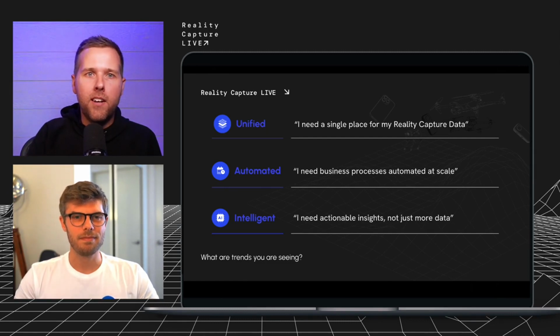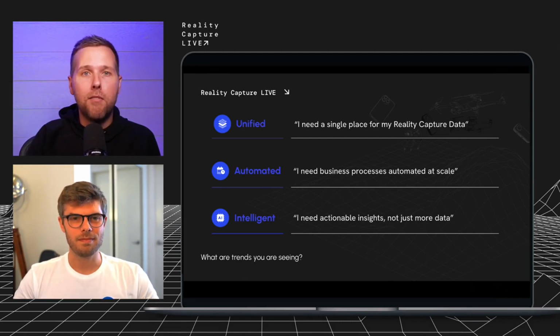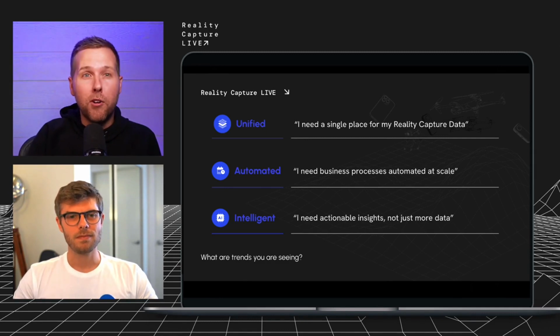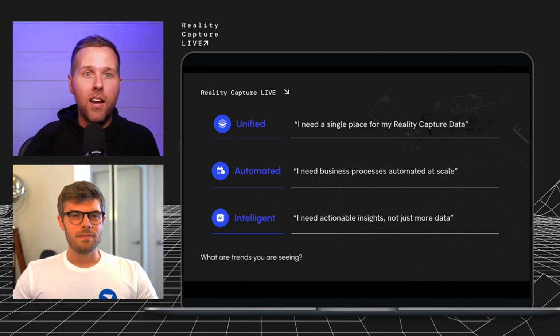So automated can kind of mean a lot of things to a lot of people. I think the summary phrase that we hear a lot is, hey, I need these processes to be automated at scale. I'm not just doing this for one job, across one site, or in one region. This has to grow and scale because people are starting to see the value.